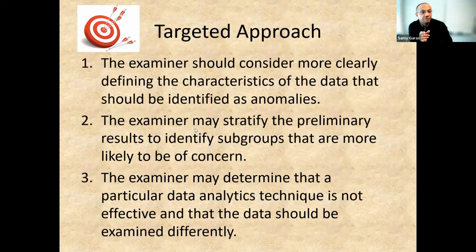And the one we are looking for, we call it the targeted file or the targeted approach. Here we target certain files or certain databases to see if there are any kinds of anomalies or irregularities that happened to the data. The examiner might stratify or classify the preliminary results to identify if there are subgroups that are more likely to be of concern. A good example: if I take the accounts receivable file, I might try to segregate the customers by their geographical location and see which location might be manipulated, and then I check for any anomalies there.